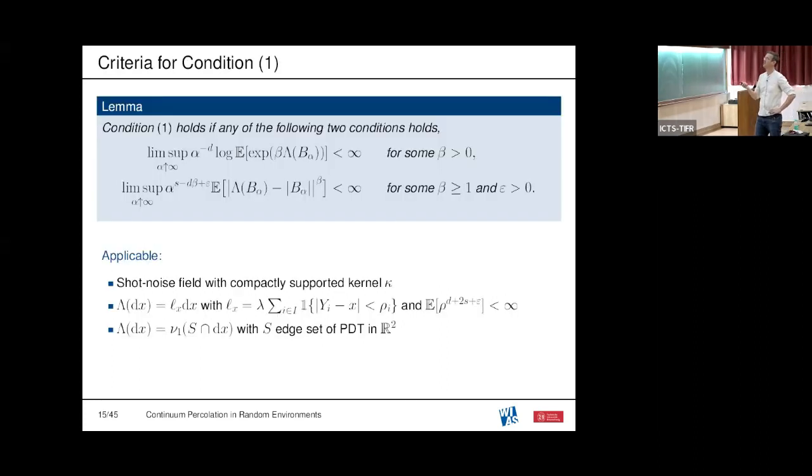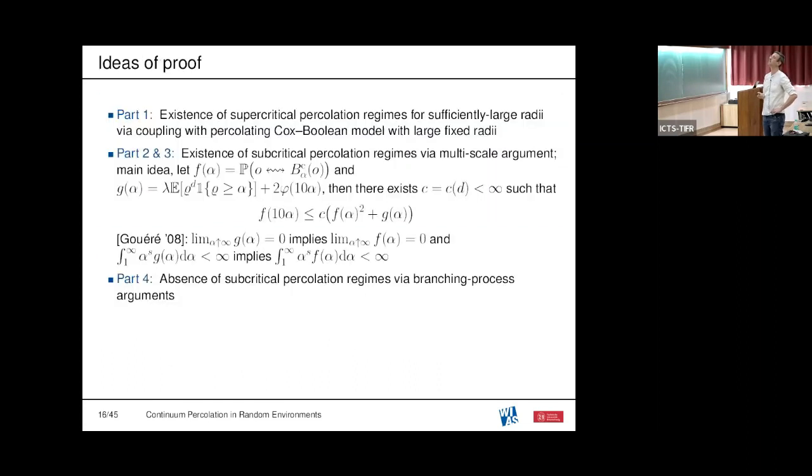All right, I'll be quick here. Some conditions that can be used to show the overshoot condition. I'm not going to go into detail. Idea of proof: the existence of the supercritical regime is via a coupling argument towards the Cox-Boolean model with fixed radii.